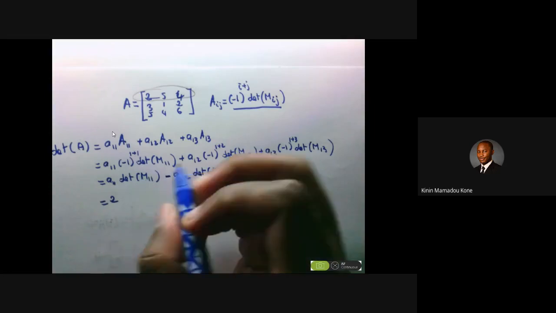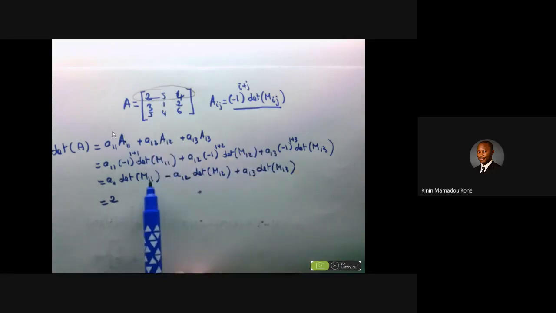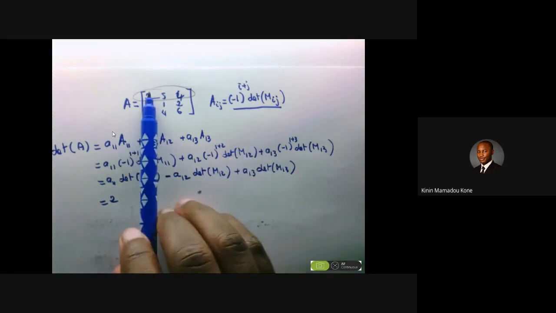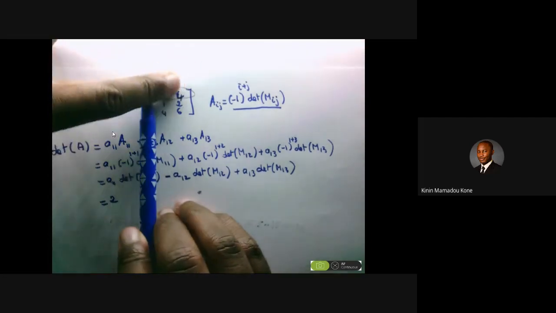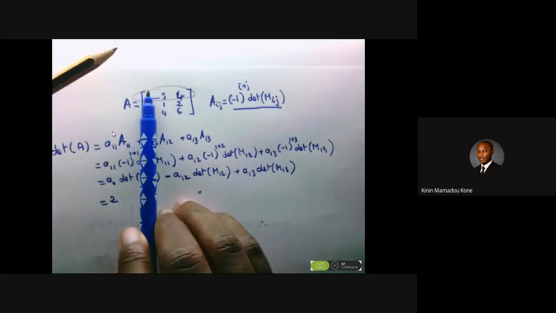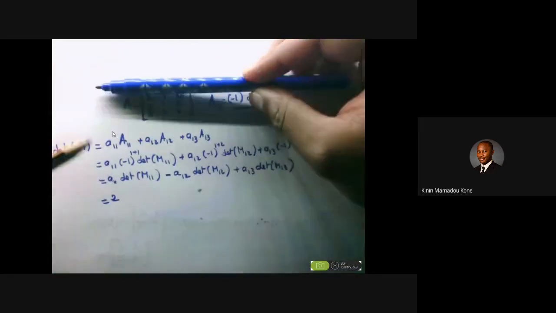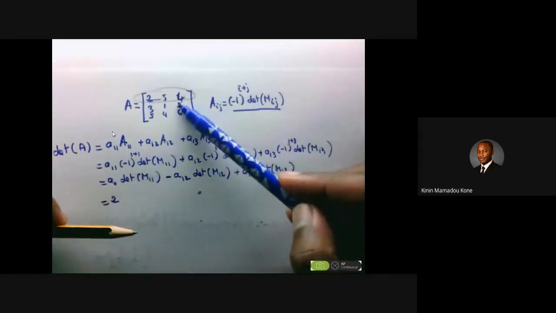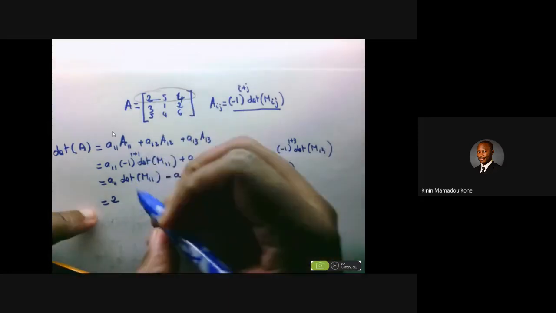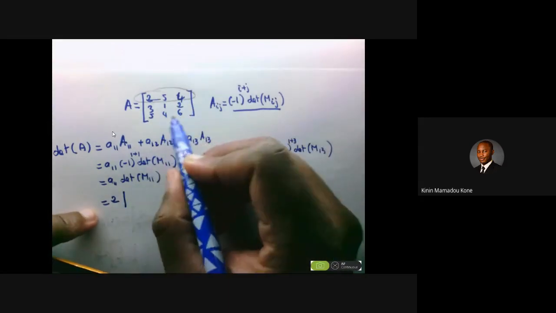Determinant of M11 is the determinant formed by deleting the first row and the first column. So this one and that one are eliminated. First row, first column, this one is eliminated. This one is eliminated. So all I have is this one over here, the determinant of this matrix: 1, 2, 4, 6.